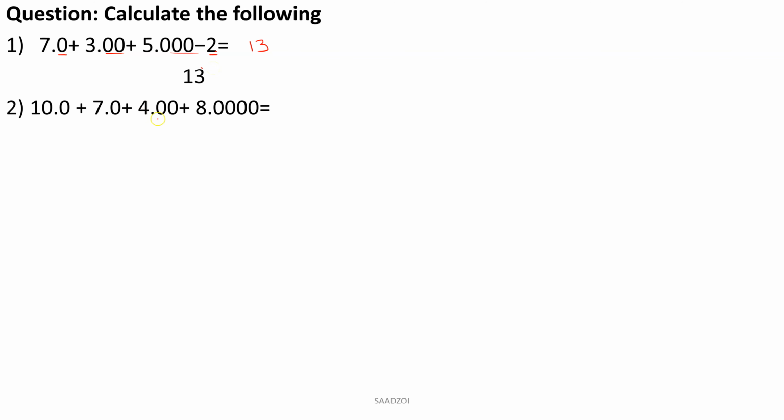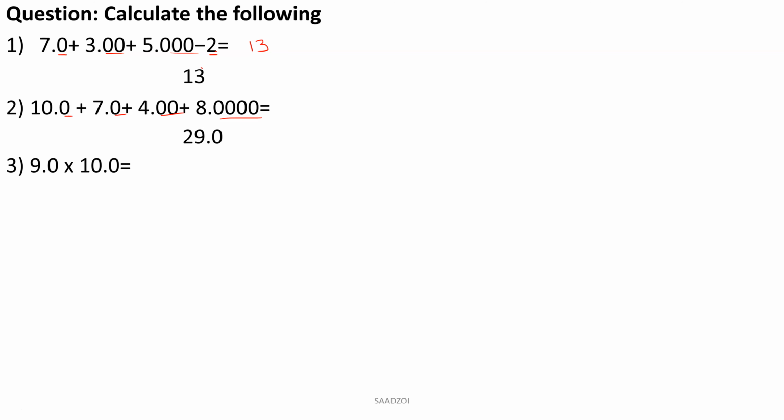Next one, same logic. You have 1 sig fig, 2, and 4. So my answer could only have 1 sig fig to the right of the decimal point, which becomes 29.0. As shown, 1 number to the right of the decimal point.